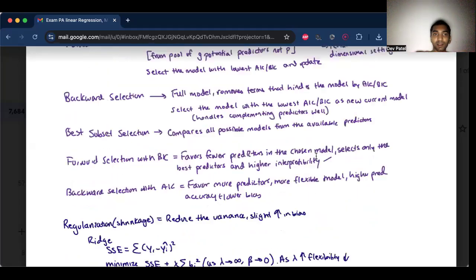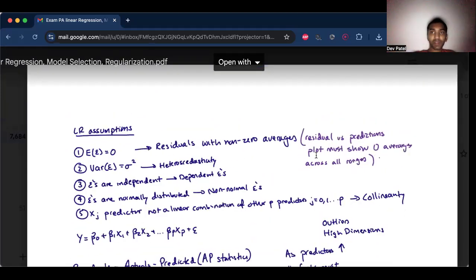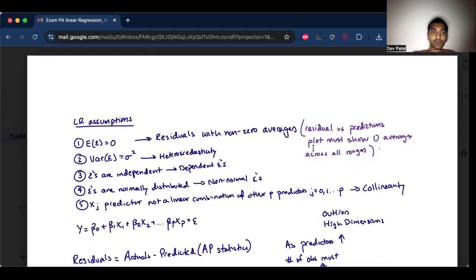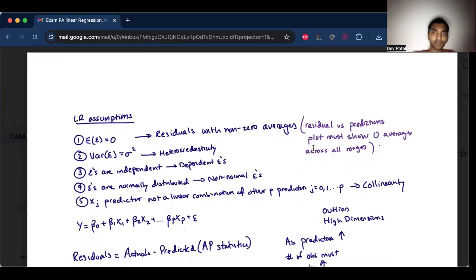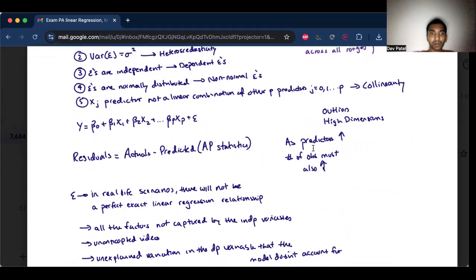So to recap, we covered linear regression assumptions. We went through the different assumptions: the expectation of the errors being zero, having constant variance, being independent, and being normally distributed. We talked about collinearity, that no predictor should be a linear combination of the other predictors. We talked about residuals.